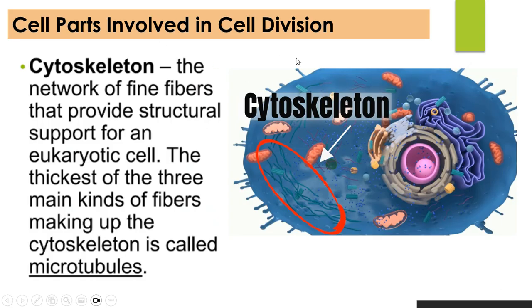Cell parts involved in cell division. Cytoskeleton, the network of fine fibers that provide structural support for a eukaryotic cell. The thickest of the three main kinds of fibers making up the cytoskeleton is called microtubules, right? So this is particularly the thickest of the three main kinds of fibers that make up the cytoskeleton, and they're called microtubules, right?